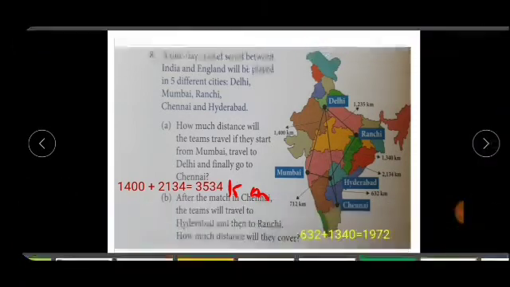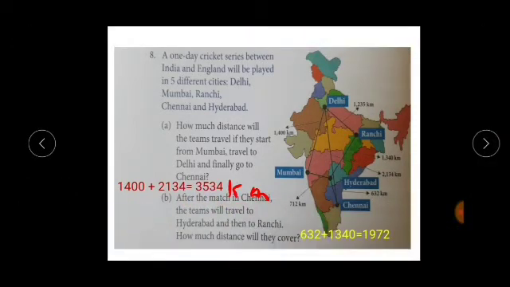And next, B question. After the match in Chennai, the teams will travel to Hyderabad. From Chennai to Hyderabad it is 632 kilometers and then to Ranchi. From Hyderabad to Ranchi, and this is the distance, it's given 1340 kilometers. So total distance they covered, 632 plus 1340, is equal to 1972 kilometers. Okay children.